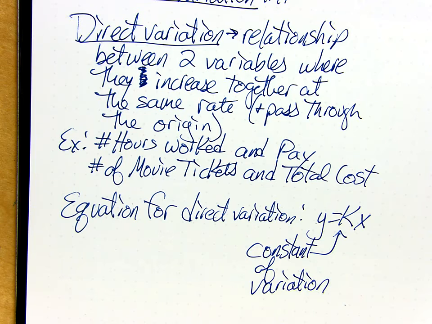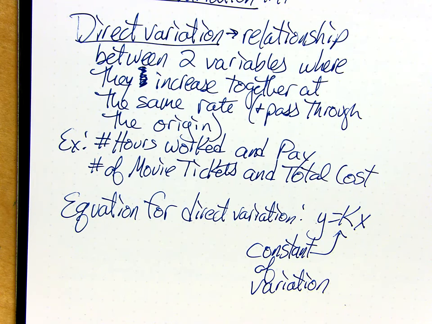Does that make sense? So that k constant, right? That's what I want you to remember. That's a thing that doesn't change. It doesn't matter how many I buy, if it's movie tickets, or how many hours you work, or whatever the example is. K, the constant, is the thing that doesn't change.